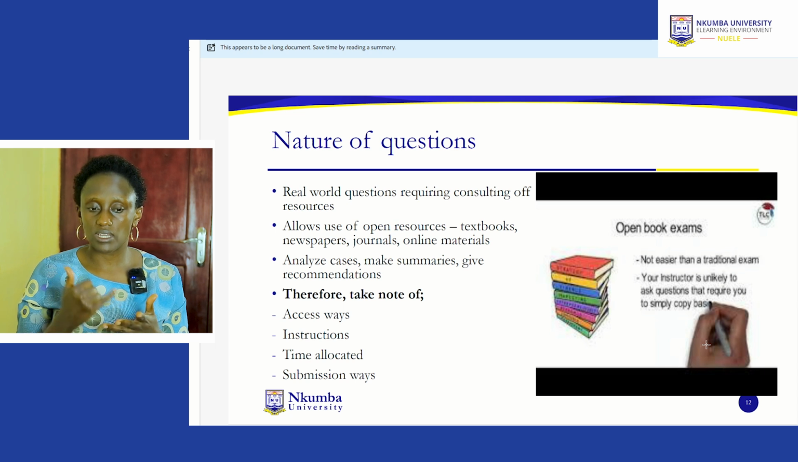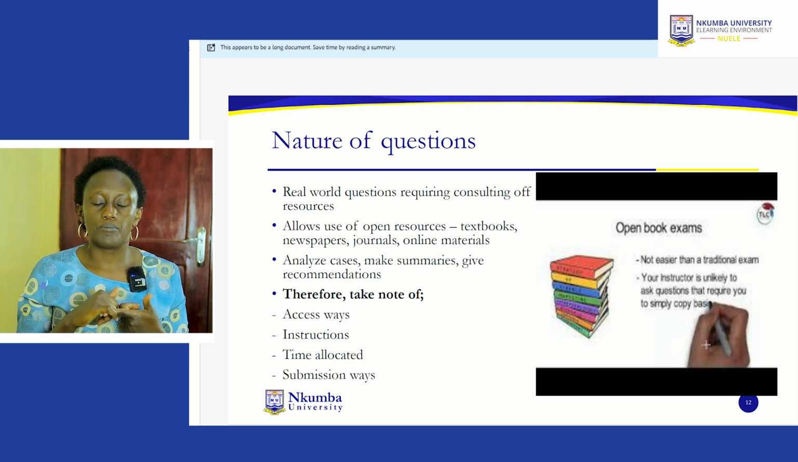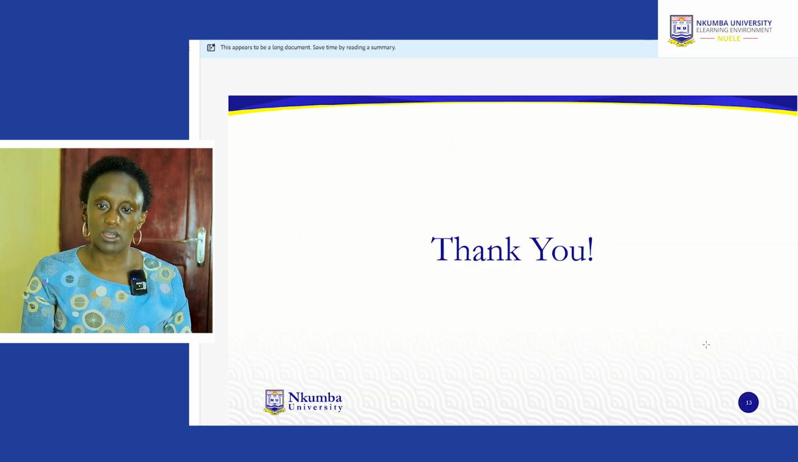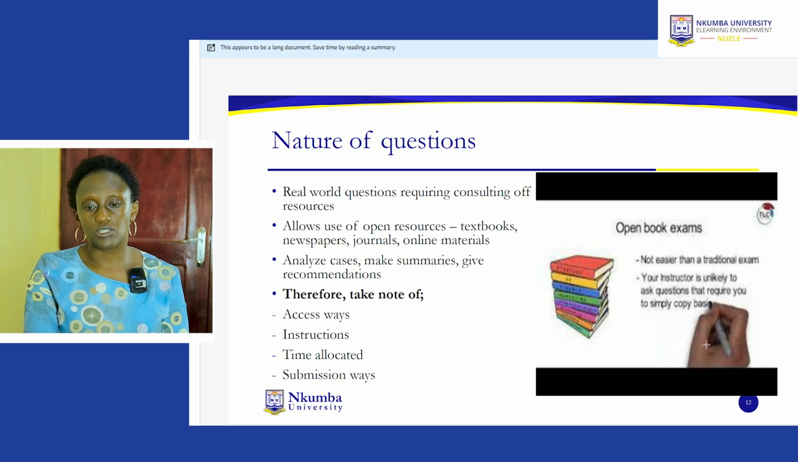What are the instructions that have been given? Are you expected to have, for instance, a list of references? Are you expected to do citations within the work? How much time is allocated to you? And what are the submission ways? So those are critical aspects that you should bear in mind as you access this open book exam.